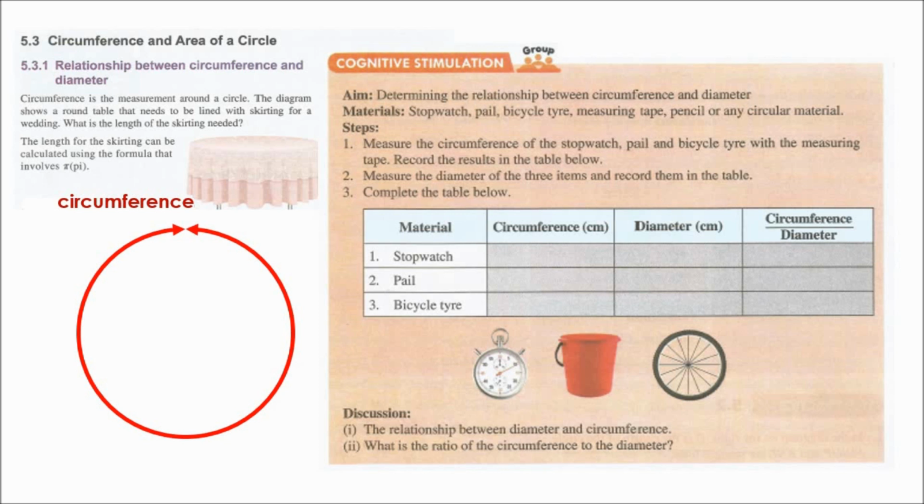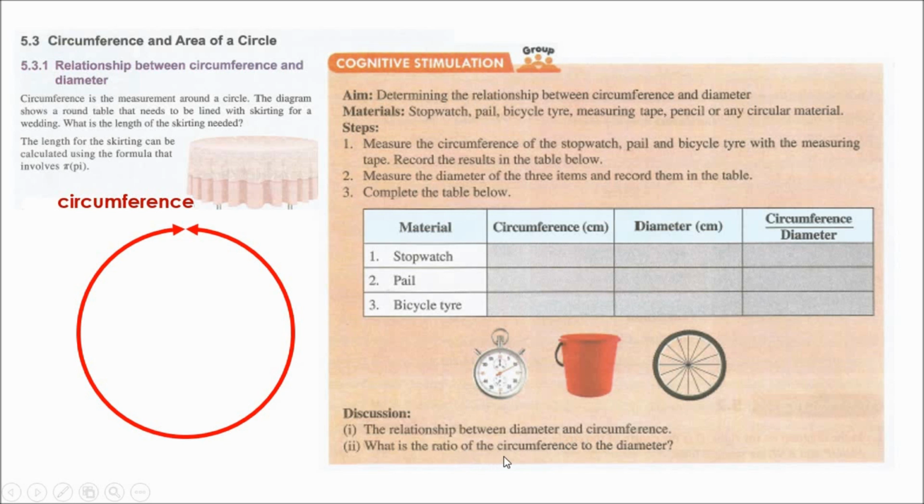Measure the diameter. After you have done with the circumference, you have to measure the diameter of the items, and then you record. After that, you complete this table: the length of circumference for the object you have, then the diameter, and then find the ratio between circumference and diameter, ataupun find the value of circumference over diameter. I hope you can do this one on your own, and we will discuss what you find from this cognitive stimulation. From this, you know the relationship between diameter and circumference.